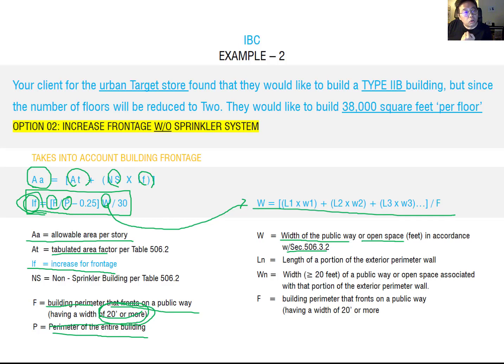So to know the increased area from the increased frontage, you have to follow these three steps: Step 1, Step 2, and Step 3. To know the W value, you have to know the length of the portion of exterior perimeter wall, and the W value, which is the width, is more than 20 feet. You only count more than 20 feet of public way or open space associated with that portion of exterior perimeter wall. And F means the building perimeter that fronts on the public way.